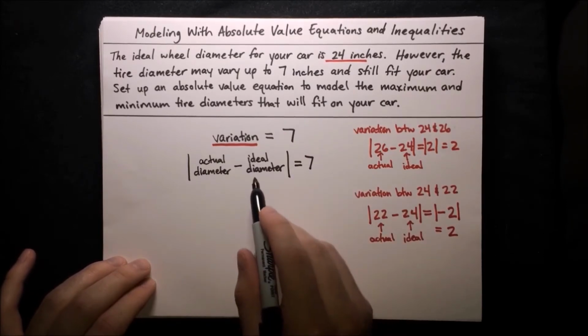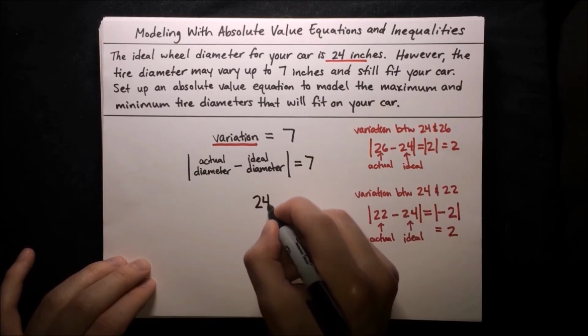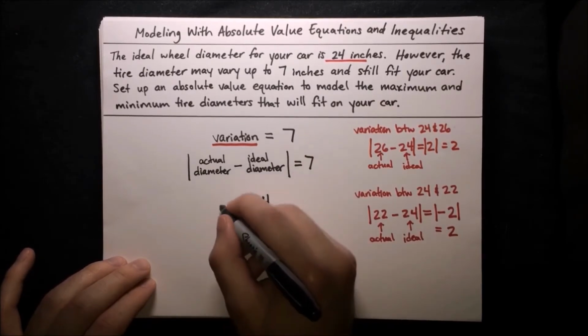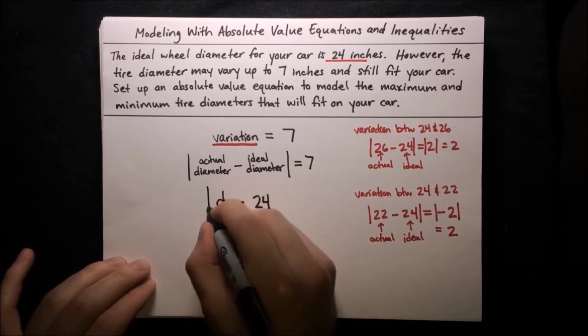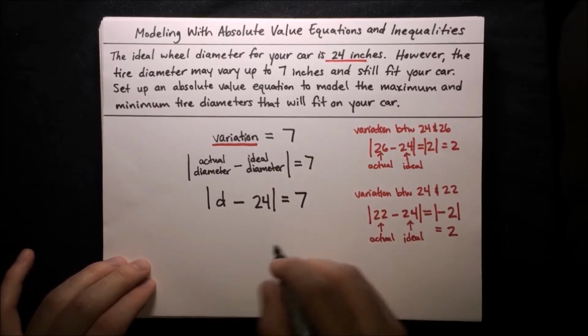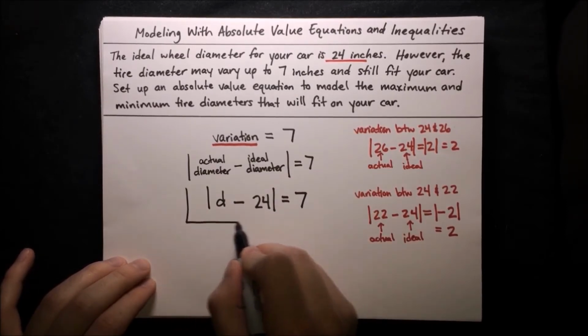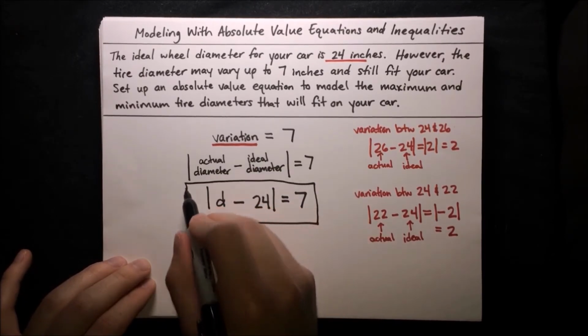Okay, so now we can fill in what we know. We know that the ideal diameter is 24 inches, of course, so put that in for the ideal diameter. And why don't we let d be the actual diameter? So then we have the absolute value of d minus 24 is equal to 7. And then the solutions of this equation would be the maximum and minimum tire diameters that would fit on your car.